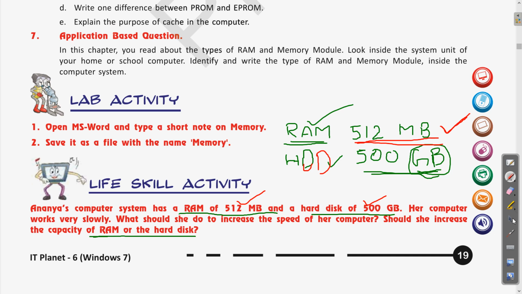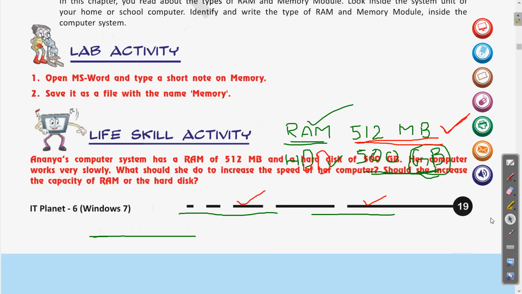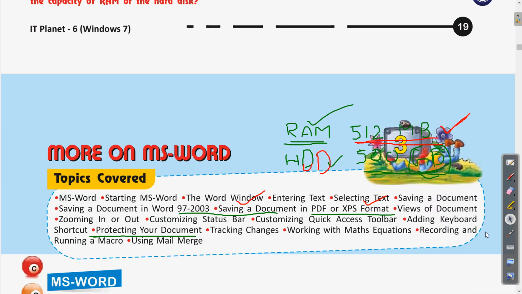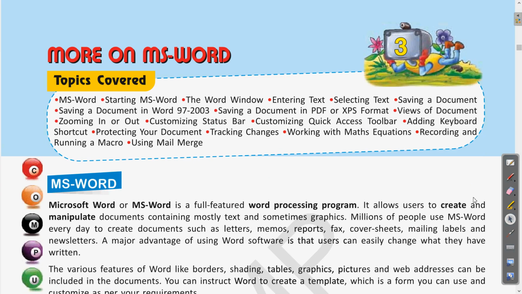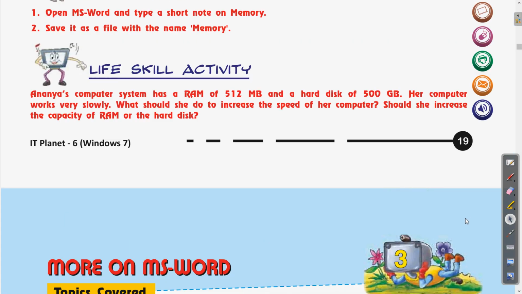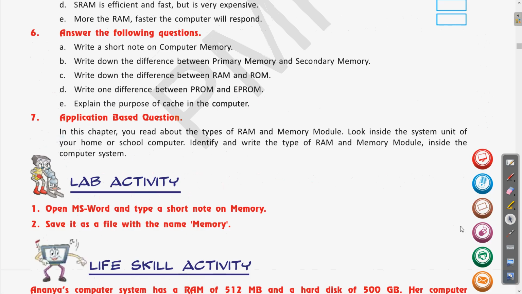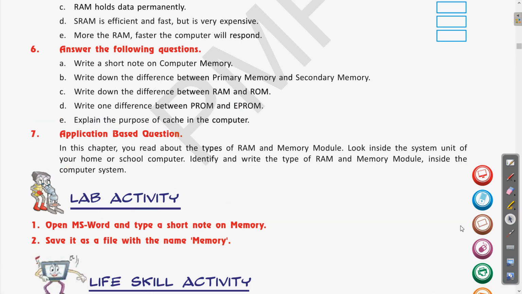So this way we have covered and completed chapter 2 as well. In the coming class we are going to start the third chapter, that is MS Word. Okay, it is going to be very interesting. We will see what other features we can use in MS Word. Till then, complete these exercises and complete the things in your notebook.